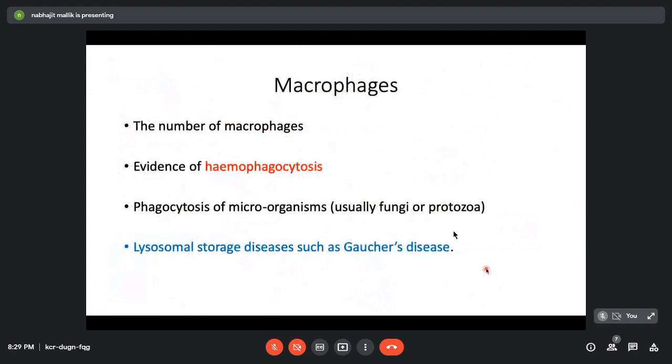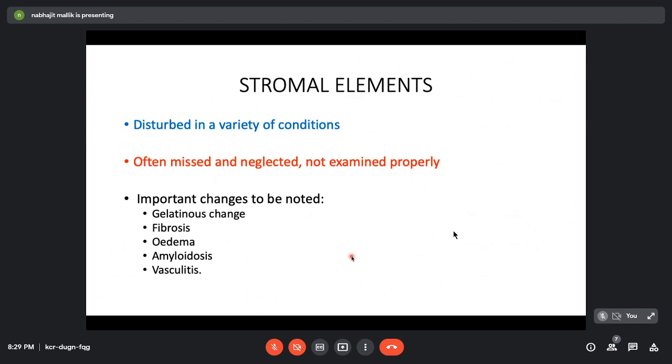We should also look for macrophages with the number, evidence of hemophagocytosis, phagocytosis of microorganisms, and lysosomal storage disease such as Gaucher's disease. And now coming to a very important element, which is often missed and neglected and not examined properly, which is the stromal elements. Important changes to be noted in the stromal elements are gelatinous change, fibrosis, edema, amyloidosis, and vasculitis.